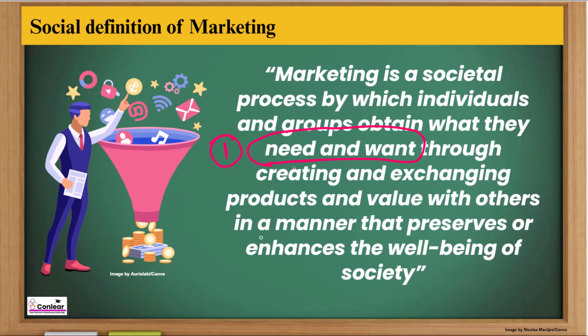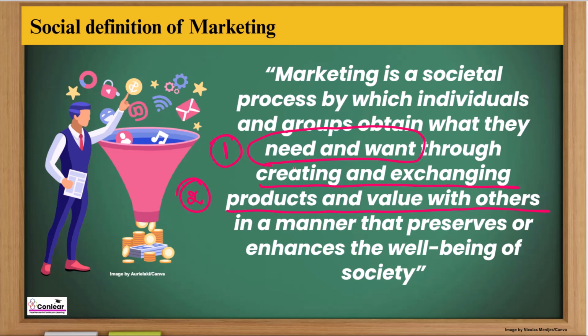The second phrase is creating and exchanging products and value with others. Now, this is nothing but the exchange dimension of marketing. Exchange, in its very simple term, means that you give something in return for something. In the barter system, we saw that people used to exchange one produce to get somebody else's produce. Today, you have money, so you pay money and you get the things that you want or need.